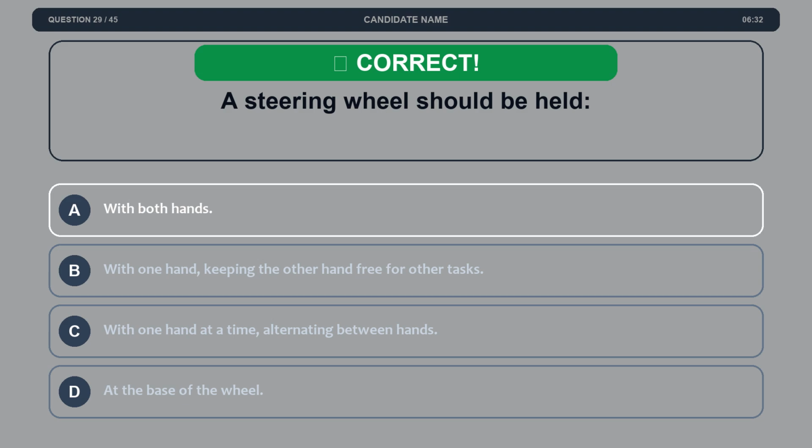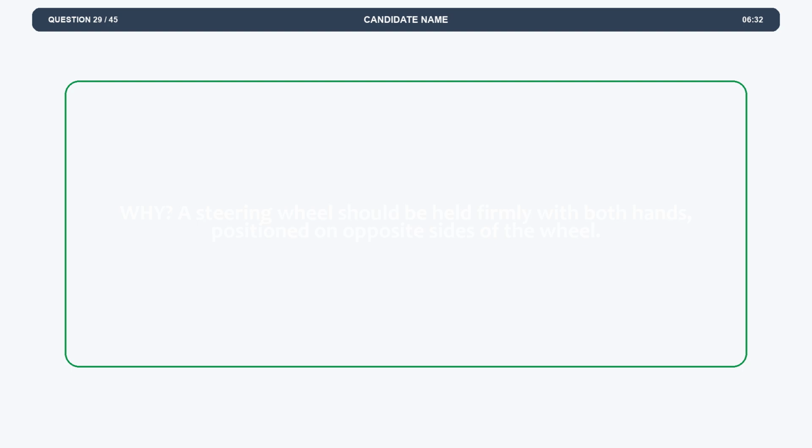The correct answer is option A, with both hands. Explanation. A steering wheel should be held firmly with both hands, positioned on opposite sides of the wheel.